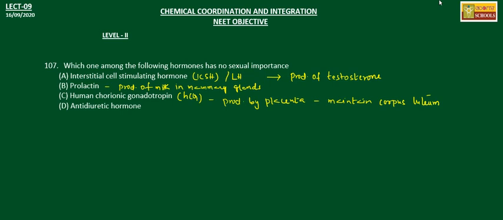So when you see out of these four options, the first three are in concern with reproduction. And the last one, antidiuretic hormone, also called ADH, is helpful in absorption of water in kidneys. So this ADH is not concerned with reproduction. So the right option is D, antidiuretic hormone.